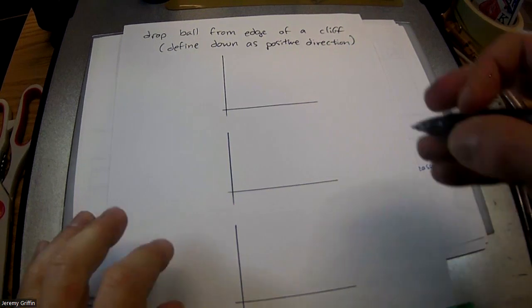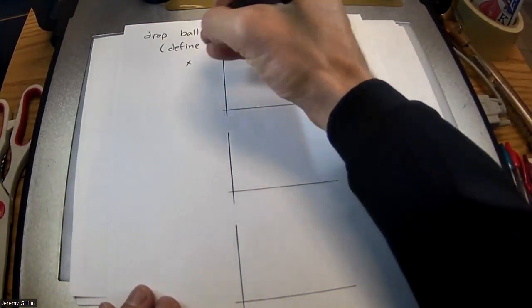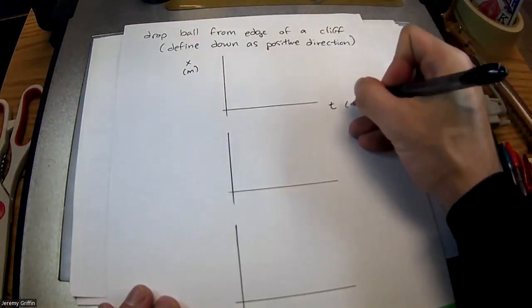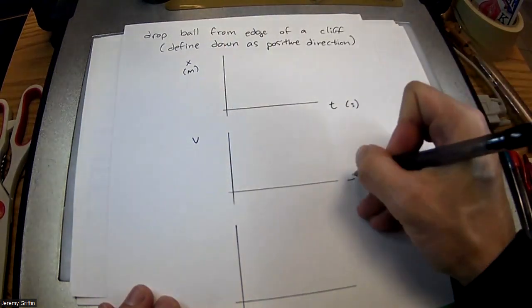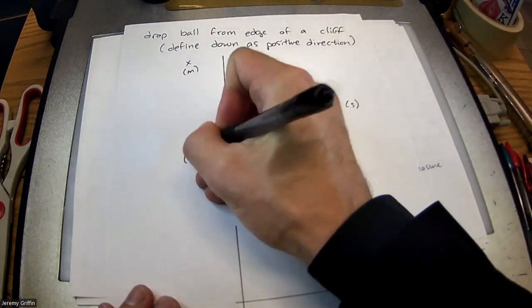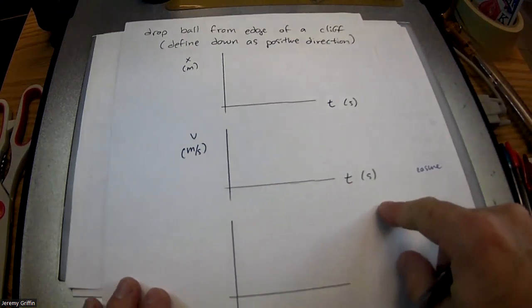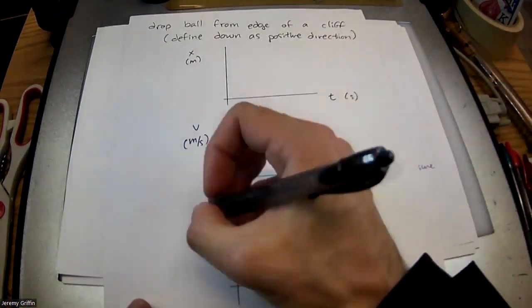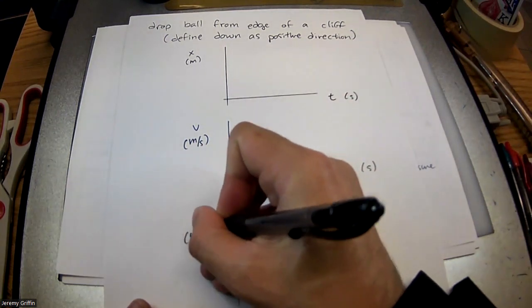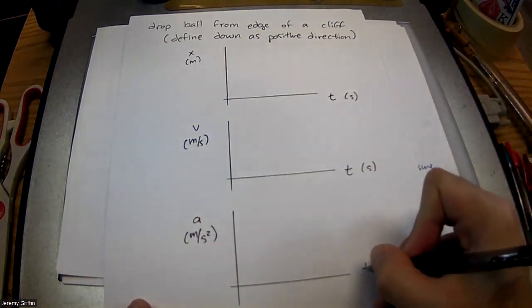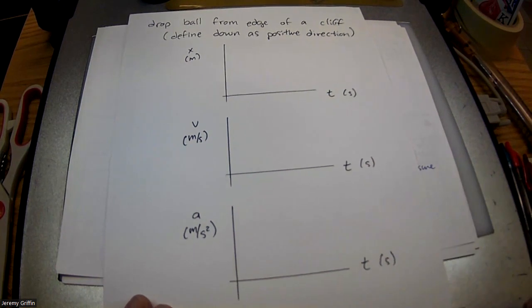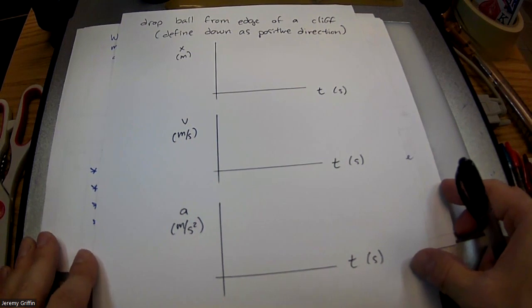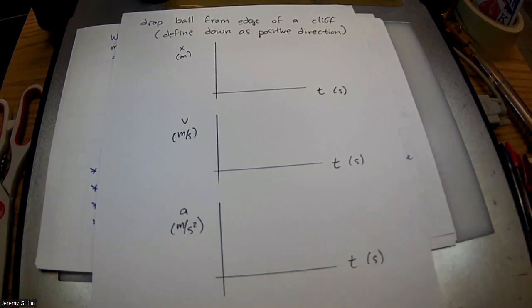All right, let's go displacement versus time. This is going to be meters and seconds. Let's go velocity versus time. This is meters per second and seconds. Notice I'm labeling all the axes, variable unit, variable unit. And then we'll go acceleration, meters per second squared versus time in seconds. Okay. Good so far.